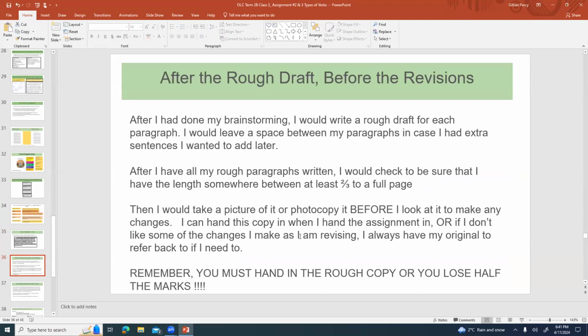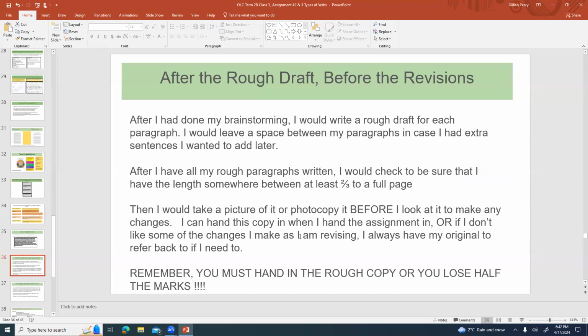Okay, so you would do that. You'd hand the rough draft in. I'd look at it and mark it out of 10. And then you would take it and look at some revisions. I would leave a little bit of space between your paragraphs so you've got room to add things, and I've got room to write notes.